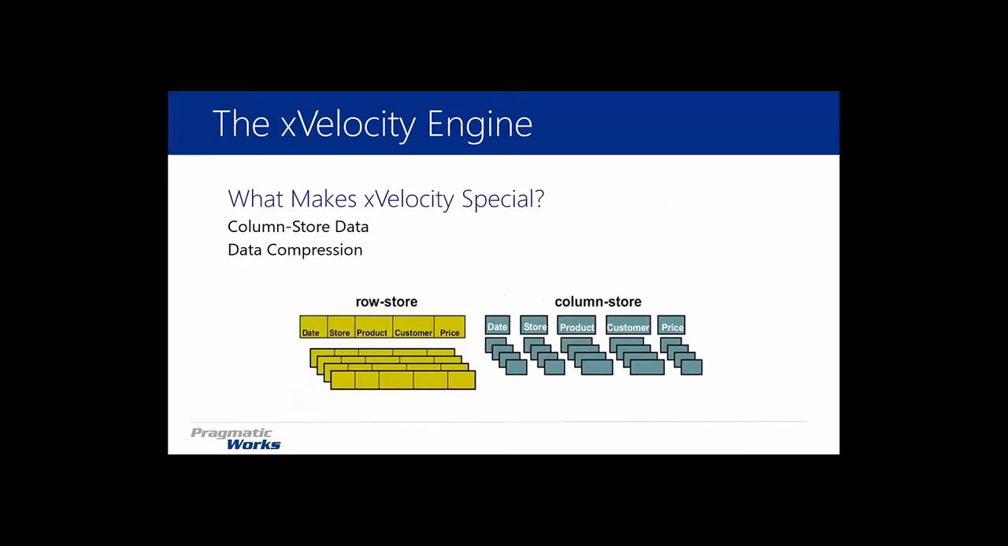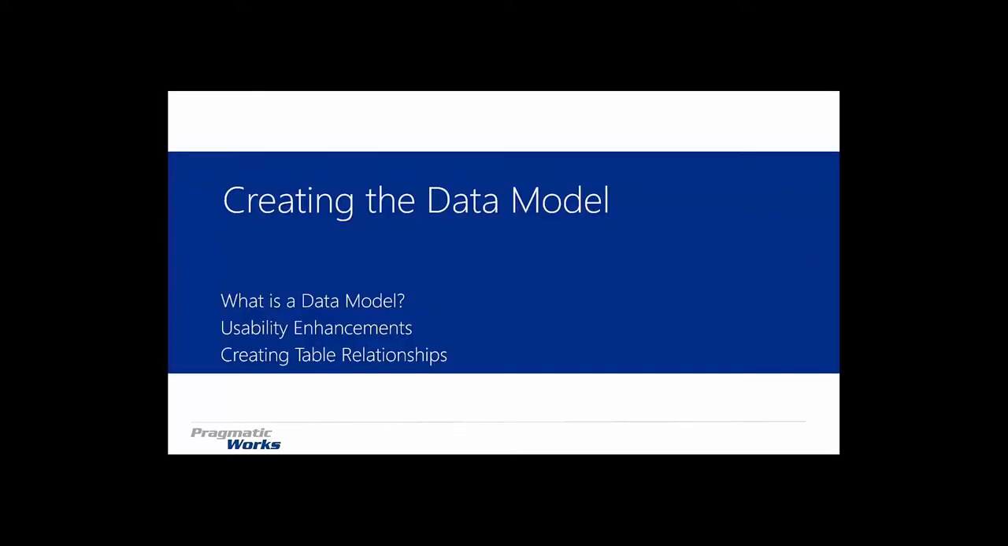All right, so very briefly, I really talked about this already at a high level. The X-Velocity engine is going to compress the data at a very extreme rate. The data will be compressed. It's also going to make it so that the data returns back very quickly because it's highly indexed. I spend a good amount of time talking about this in our other class. All right, so let's actually talk about creating a data model.